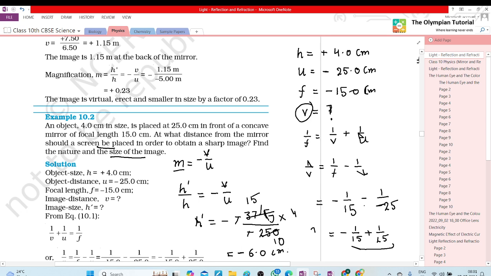It is negative, which means it is inverted. Inverted, then it is real. Yes, ma'am. And what about the magnification? Will it be diminished or enlarged? It'll be enlarged. Okay. Yes, ma'am.